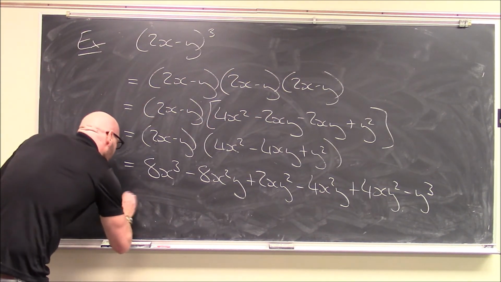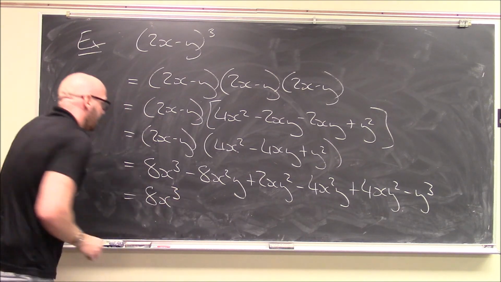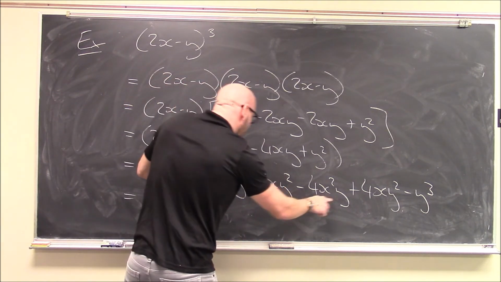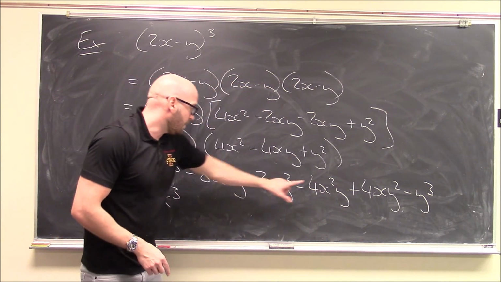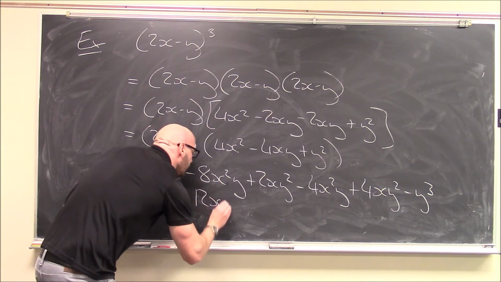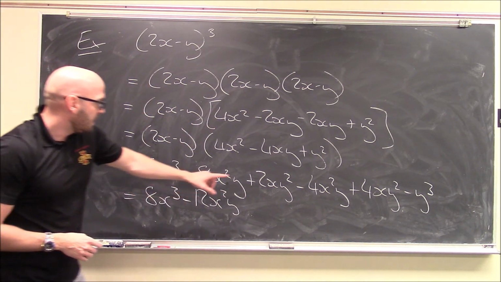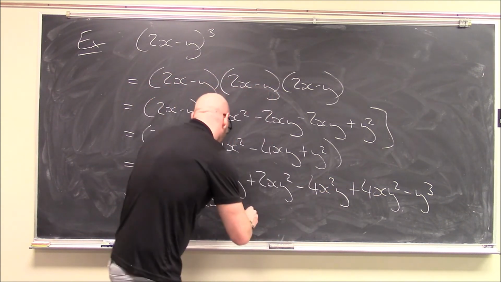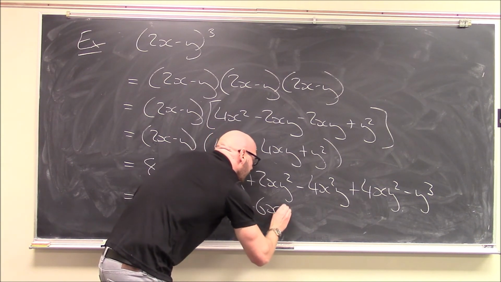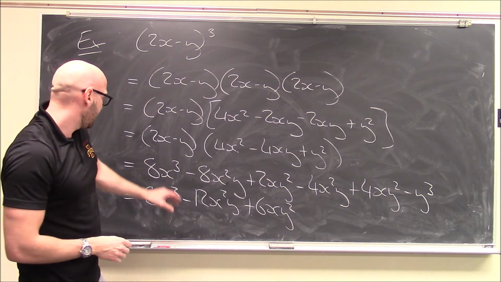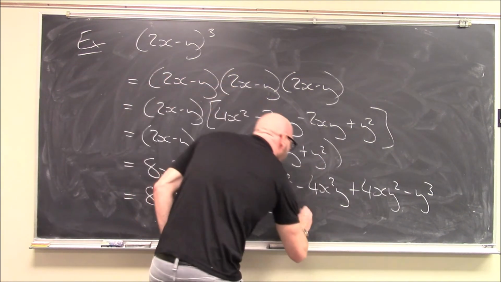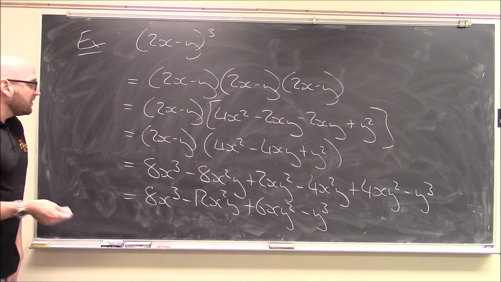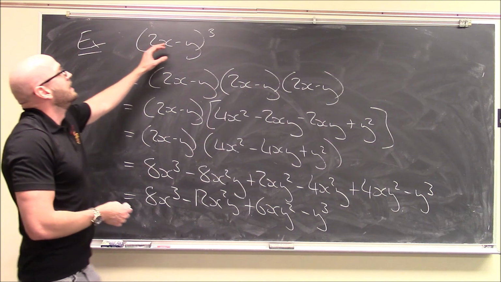Now I'm just going to look for like terms. We'll group the like terms together. 8x cubed, of course, stands alone. Here I have an x squared y and an x squared y. I've got minus 8 of them and minus 4 of them. That's minus 12 total. Then I've got an xy squared. I've got plus 2 and plus 4. So plus 6 of those total. And I think that took care of all the terms except for this one, minus y cubed. And there's the expression cubed.